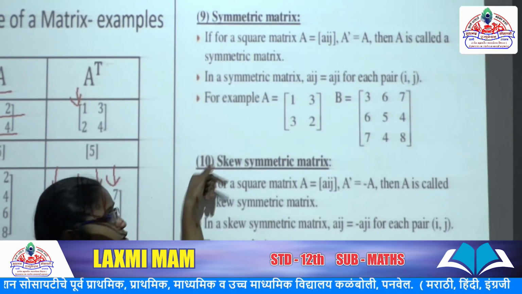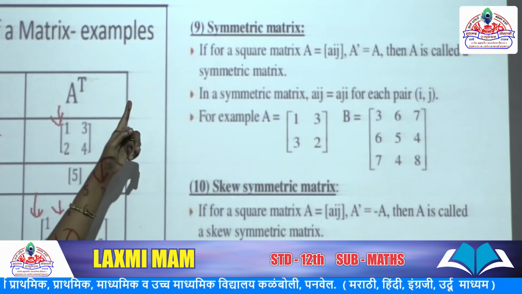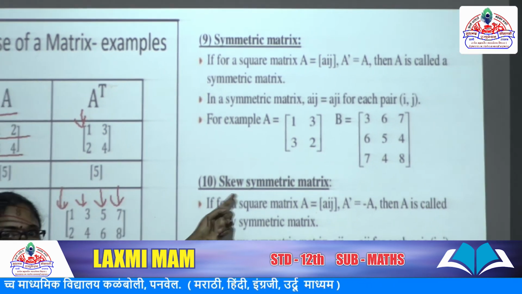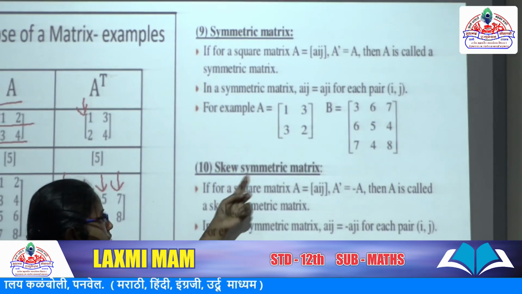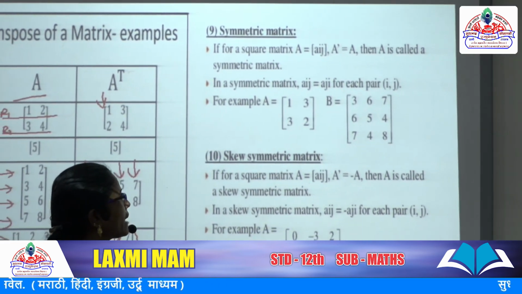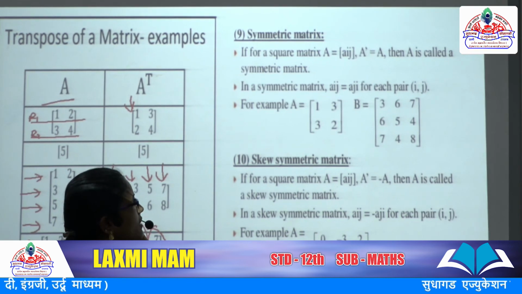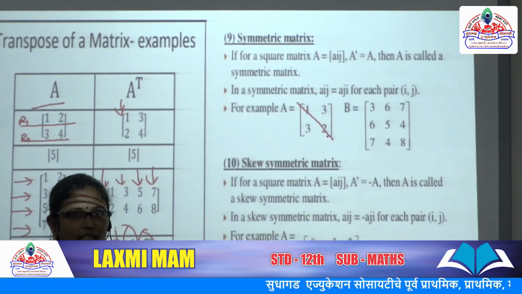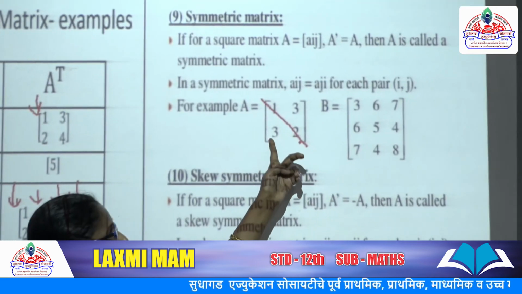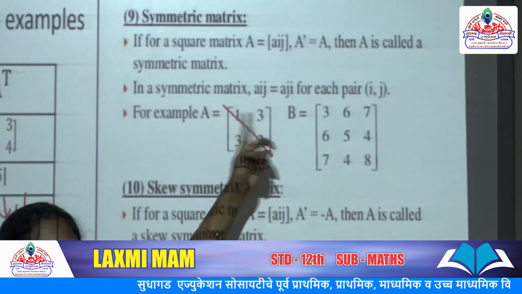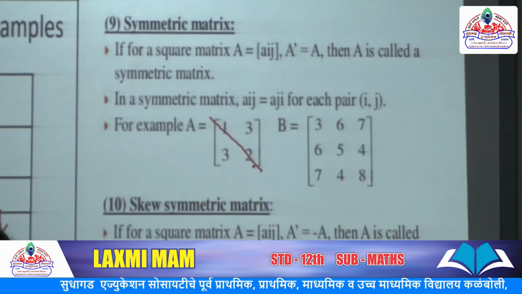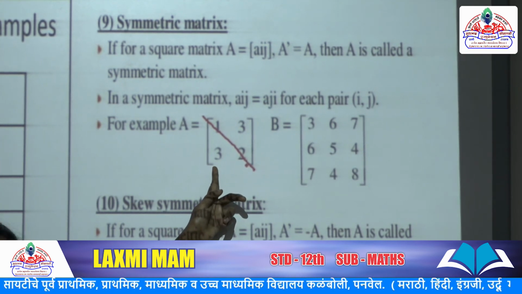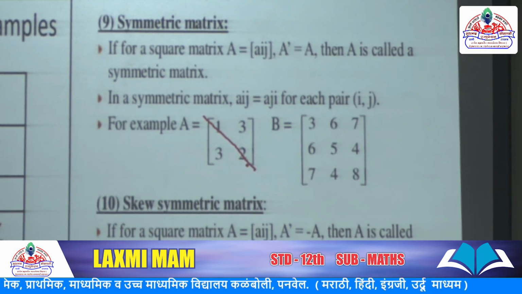See here, the last two types of matrix. First one is the symmetric matrix. Last one is the skew symmetric matrix. What is a symmetric matrix? See here, this is the diagonal of a matrix. The elements above the diagonal and below the diagonal are the same. Then it is called a symmetric matrix.